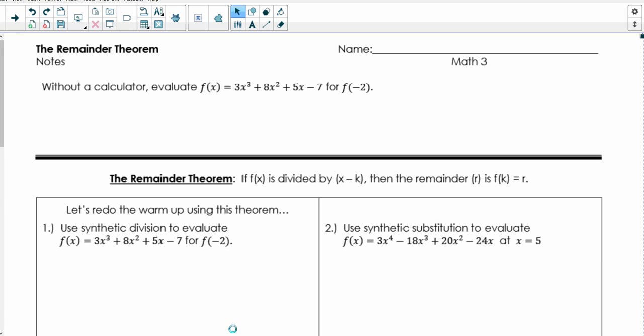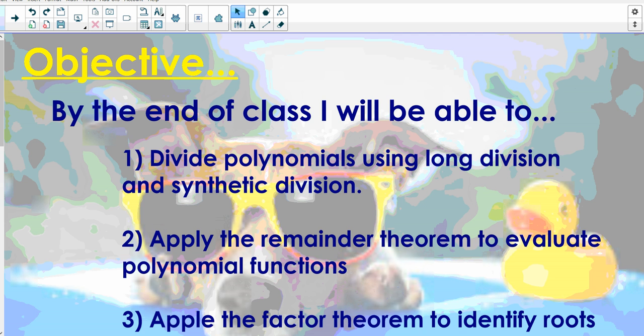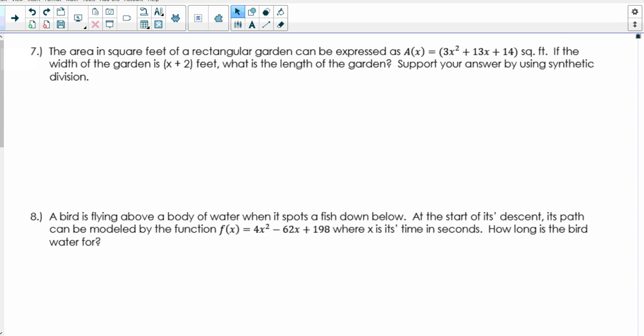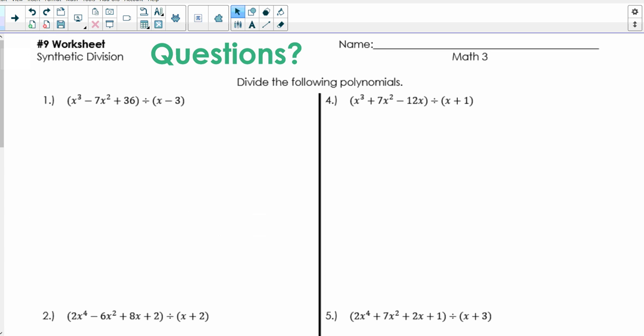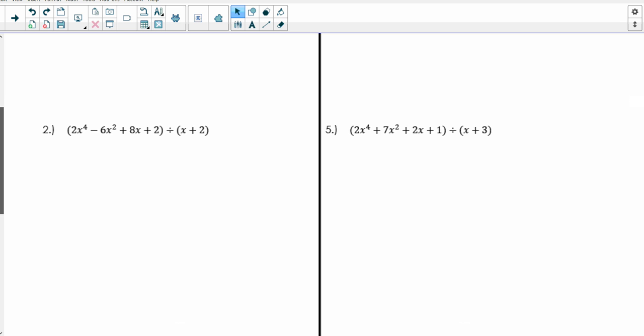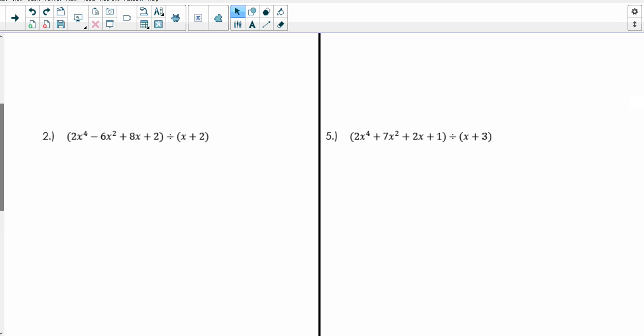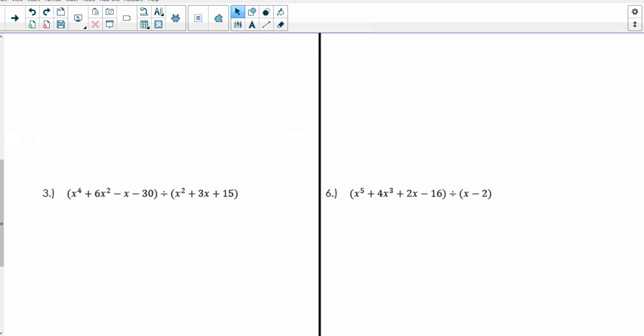Okay? I'm going to start by going over one synthetic division problem since we're going to need that today. That way, if you were gone or you just want to check in, we can make sure we're all on the same page here. So I'm going to use a longer one. I'm going to use number 2. Okay, so when using synthetic division, there we go.